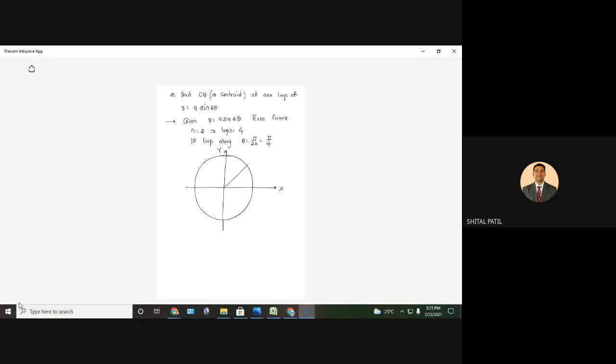1, 2, 3, 4. Theta equal to 0, pi by 4, pi by 2, 3 pi by 4, pi, 5 pi by 4, 3 pi by 2, 7 pi by 4. Now you have to draw the 4 loops. First loop along theta equal to pi by 2. So like this.